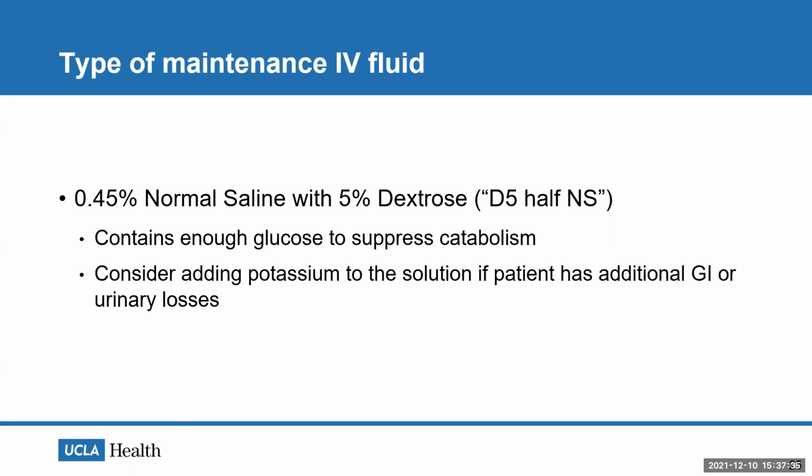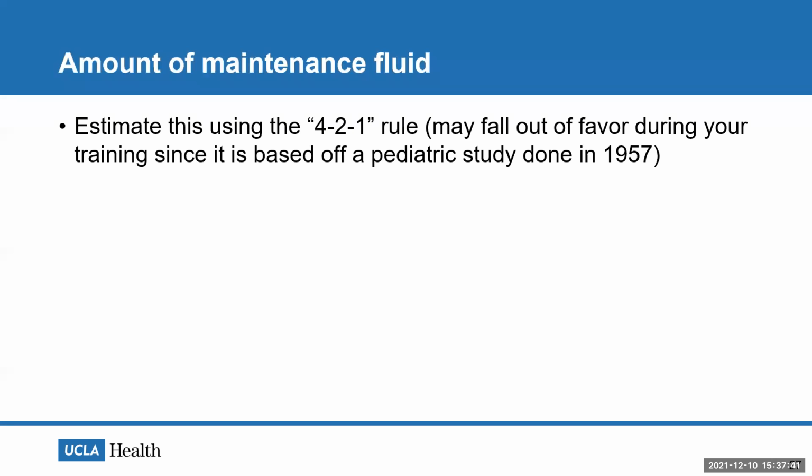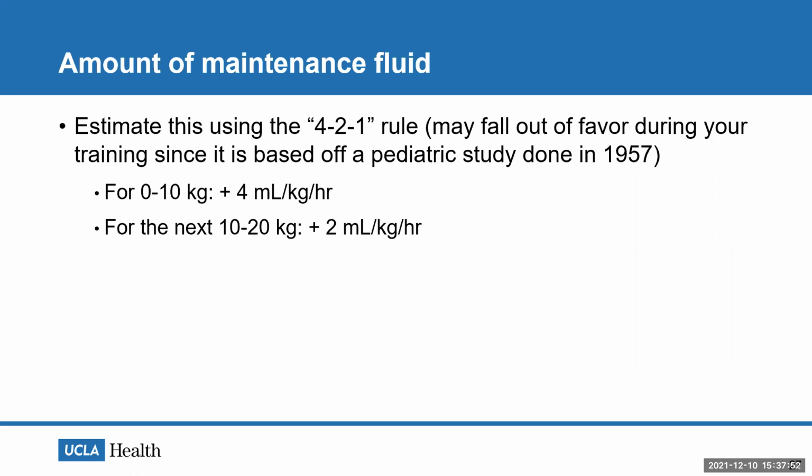So patients with a lot of diarrhea, with polyuria. How much maintenance fluid should I give? Well, we have a rule. It's a pediatric rule based on a study done in 1957, and it is still used to this day. For the first 0 to 10 kgs, you give 4 cc's per kg per hour. The next 10 to 20 is 2 cc's per kg per hour. Everything above that is 1 cc per kg per hour.